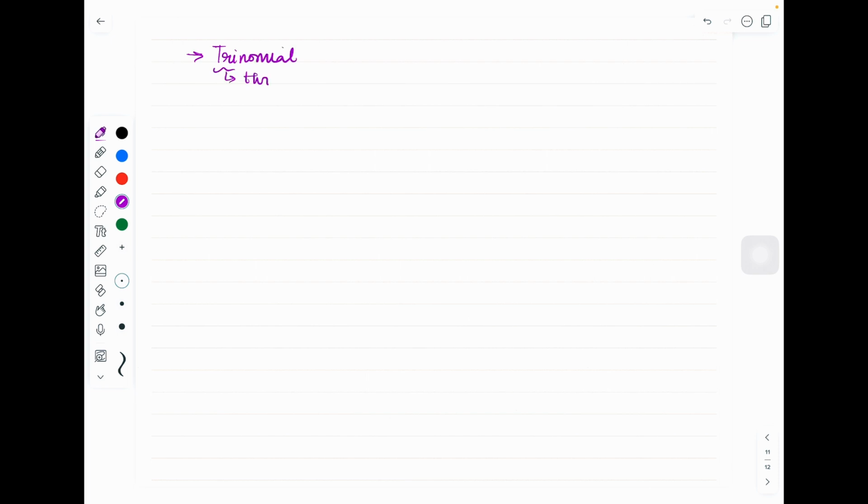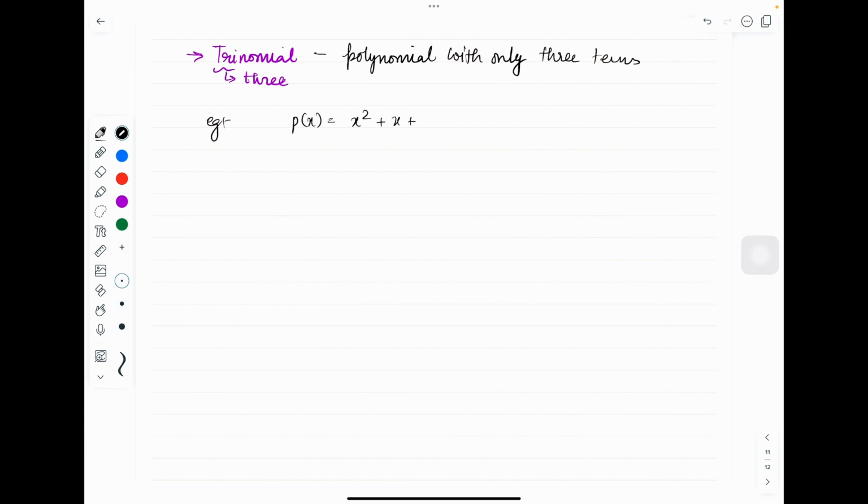Tri means what? Three. Polynomial with only three terms. What can be examples? P(x) equals x square plus x plus 1. Q(x) equals root 2 plus x minus x square. R(u) equals u plus u square minus 2. T(y) equals y square plus y plus 5. So all these have three terms.